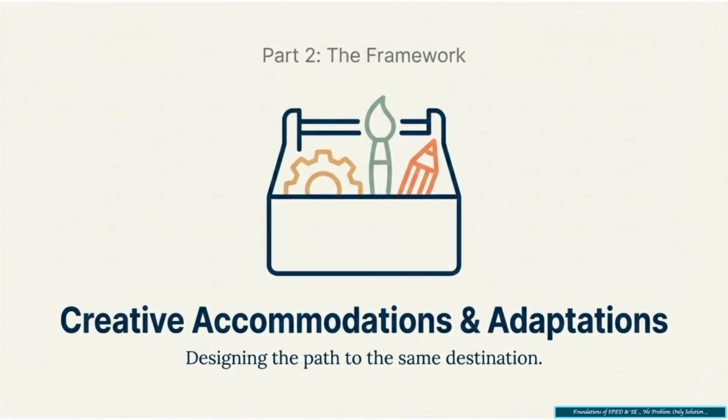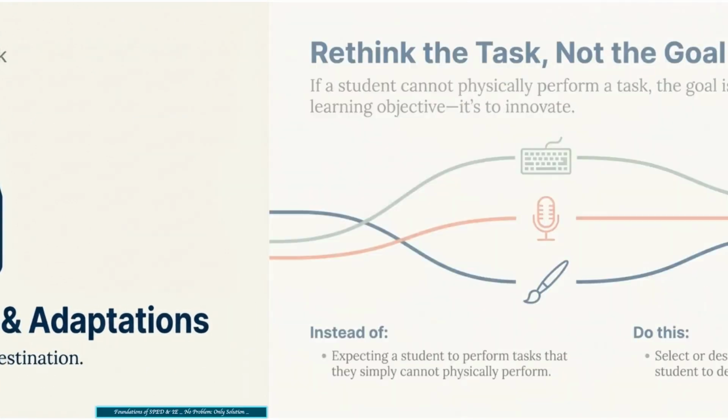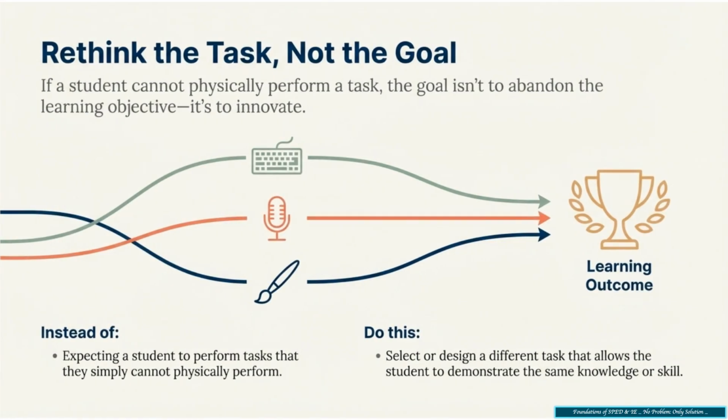Part 2 is the framework, creative accommodations and adaptations. This is about designing the path to ensure every student reaches the same learning destination. We need to rethink the task, not the goal. If a student cannot physically perform a task, the objective remains, but we innovate the method, design a different task that demonstrates the same knowledge or skill.